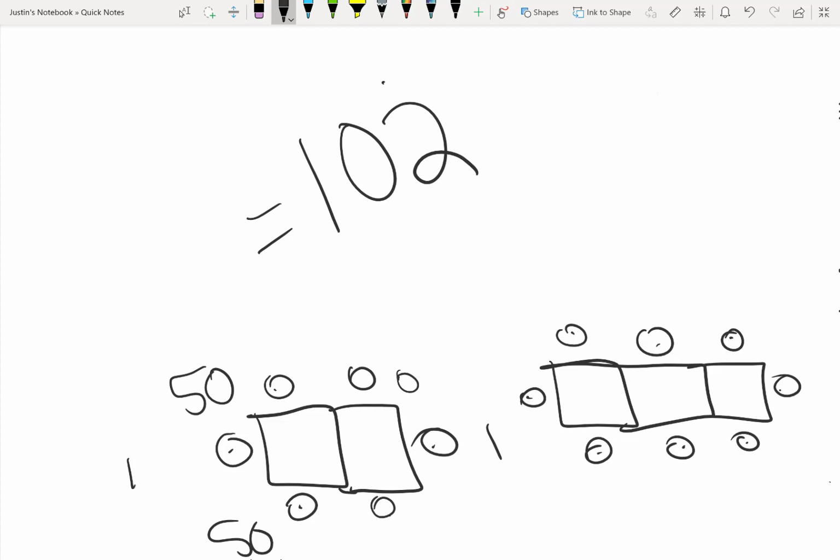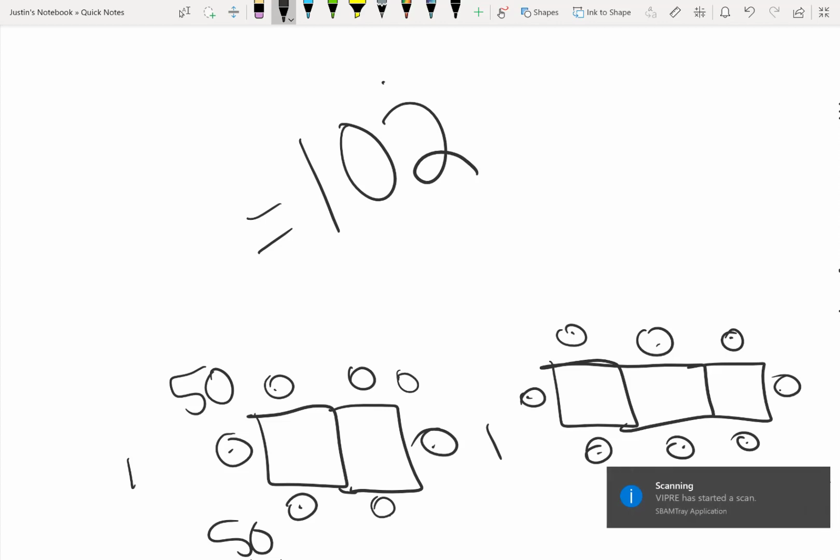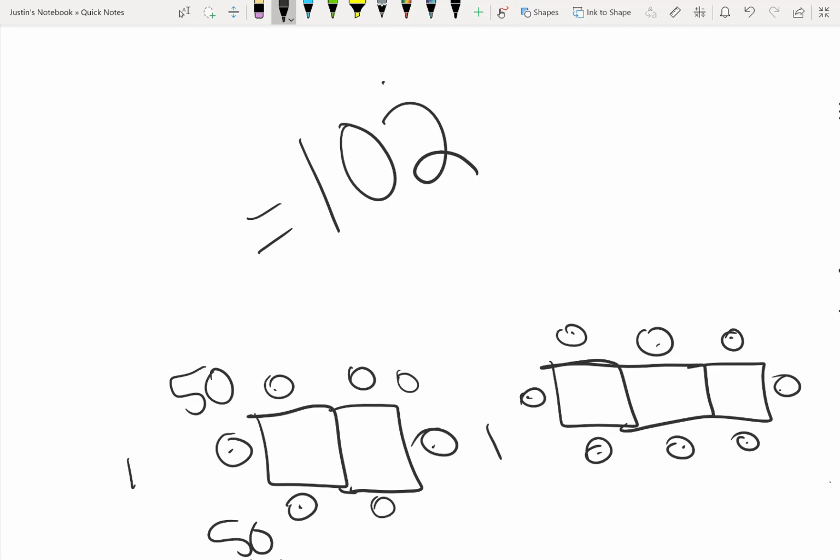And if you look up at our chart where it says 50 tables, how many seats were there? There was 102.